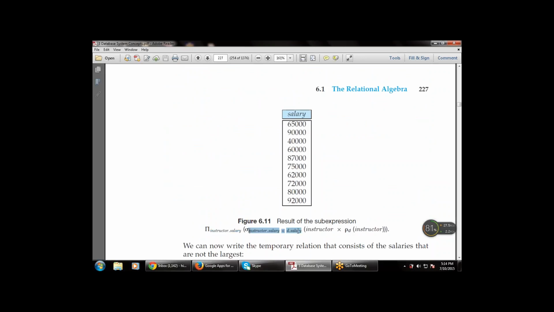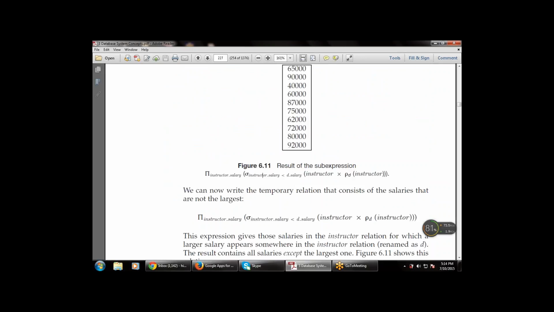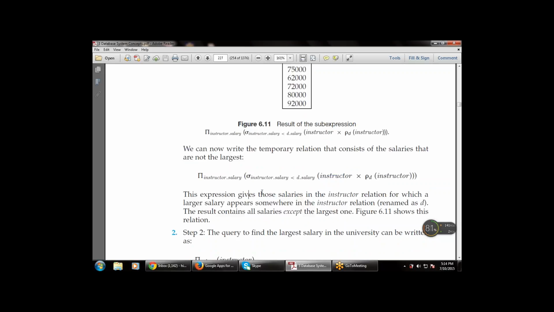Then we apply the select operation. What is the condition? The condition is instructor.salary is less than d.salary, over the Cartesian product of instructor and rho d (instructor). Now we can write the temporary relation that consists of the salaries that are not the largest: pi instructor.salary of select instructor.salary less than d.salary over instructor times rho d (instructor), where the rename is denoted by rho. This expression gives those salaries in the instructor relation for which a larger salary appears somewhere in the instructor relation. The result contains all the salaries that are available except the largest one.